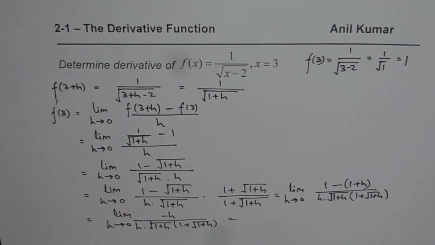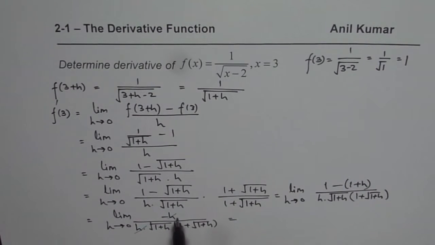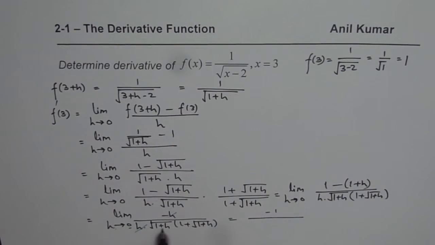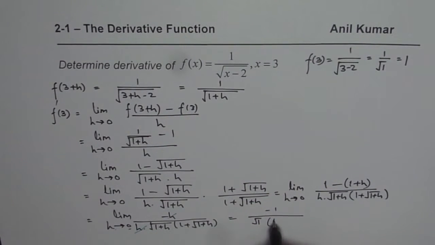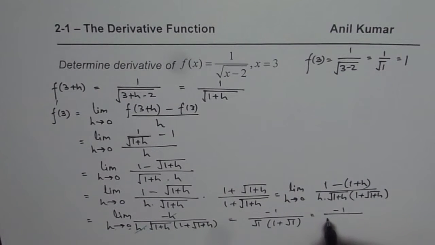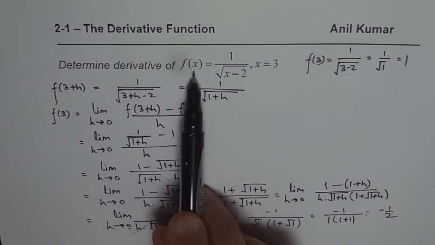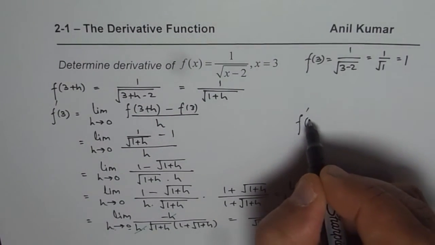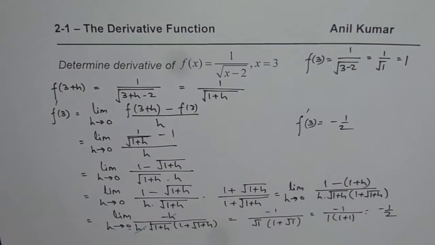Now h and h are common factors in the numerator and denominator, which should be cancelled. Once you cancel, you can substitute h equals 0. So now you get minus 1 over, when you substitute 0 here, square root of 1 times 1 plus square root of 1, and that is indeed equal to, square root of 1 is 1, right? So we get 1 times 1 plus 1, that is 2, so minus half. So what we find is that f dash x at x equals 3 is minus half. So we can write our answer, that is f dash 3 is equal to minus half.